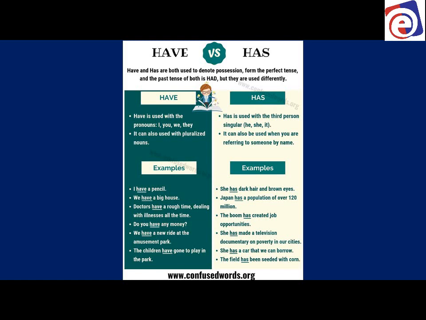Have. Have is used with the pronoun I, you, we, they. It's important to know which pronouns to use with have and which pronouns to use with has, because we use different pronouns. And so I, you, we, they have. I have a Honda Dream. You have a Scoopy. We have a car. They have a big motorcycle. It can also be used with pluralized nouns.